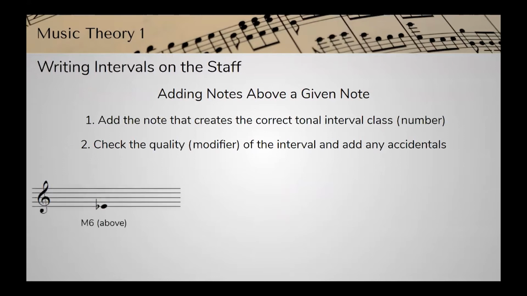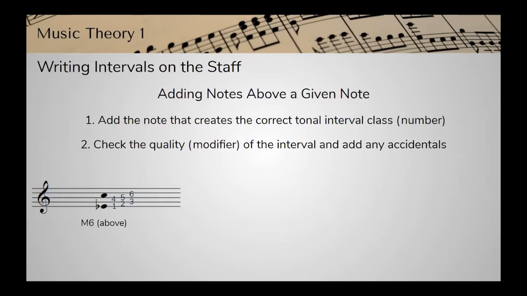So let's look at this one over here. We're going to be given an E flat on the bottom of the staff, and we need to spell a major sixth, so capital M means major, sixth above that E flat. So step number 1, just count up the number of lines and spaces until you get to 6, and then that's the note you need to add. So there we have a sixth.